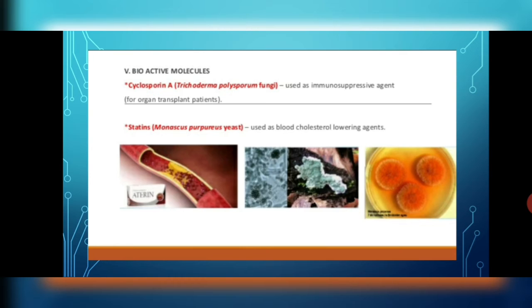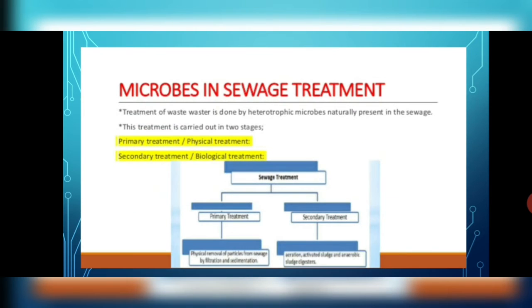The two most important ones of those are, first, cyclosporin A, which is used as an immunosuppressive agent during various organ transplant or grafting surgeries in order to bring down the immune level of a person or patient to increase the acceptance of the graft or the transplant. Then there is statin, which is produced by Monascus purpureus, which is a yeast, and is a blood cholesterol lowering agent. Now let us discuss sewage treatment.